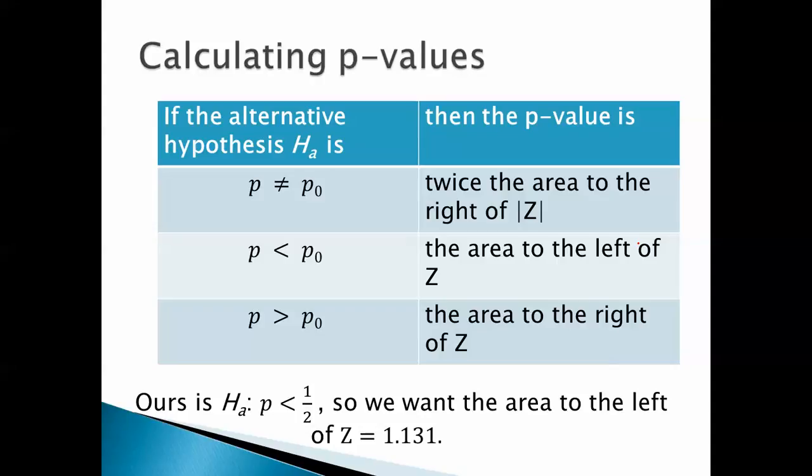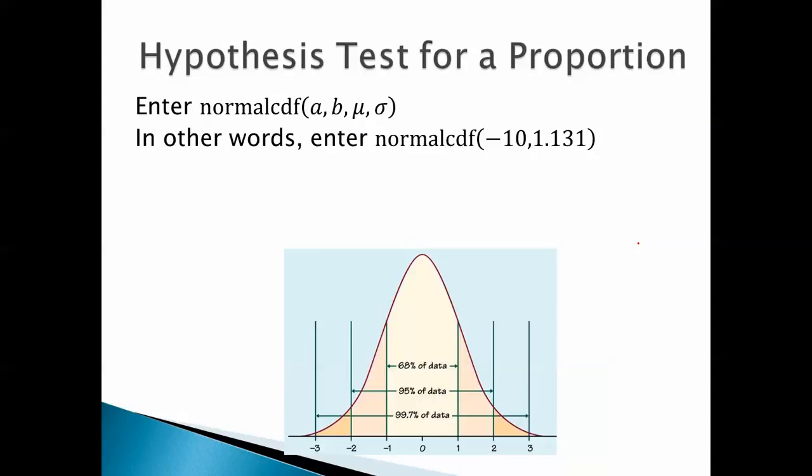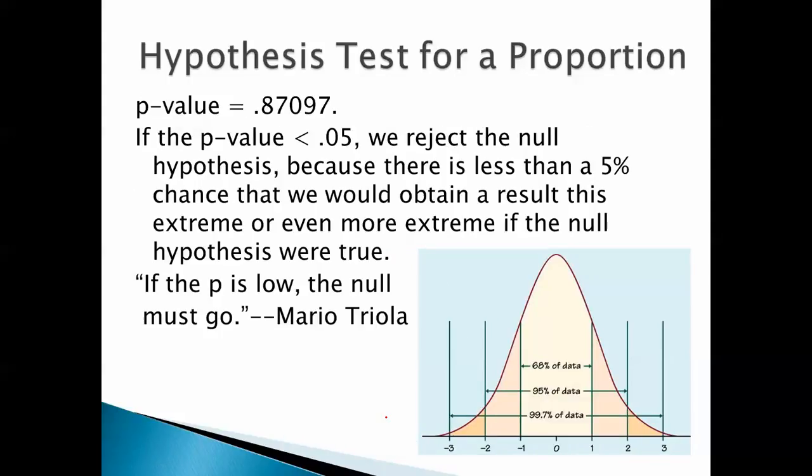Okay, so in this case, ours is H sub a. That's p is less than a half. So we want the area to the left of z equals 1.131. Okay, so in this case, the area to the left of 1.131, that's the area to the left of this thing over here. So we would enter normal CDF negative 10, comma 1.131. Again, negative 10, there's no negative infinity button on the calculator, so negative 10 may as well be negative infinity. We get 0.87097. That is our p-value. So the p-value is 0.87097.